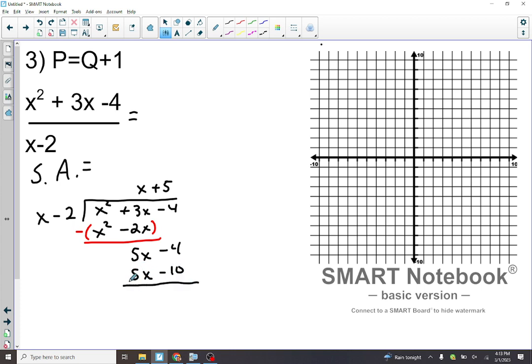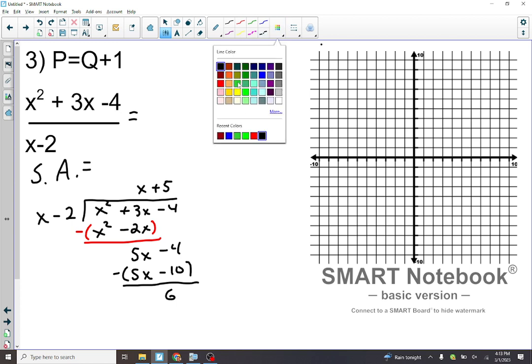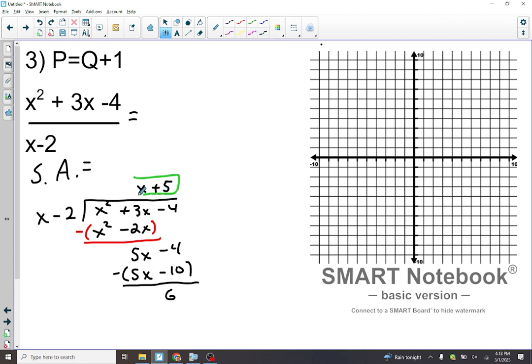So then 6. 6 is your remainder. The remainder I actually really don't care about. It doesn't do anything for me. This right here is your x plus 5. That's your slant asymptote.